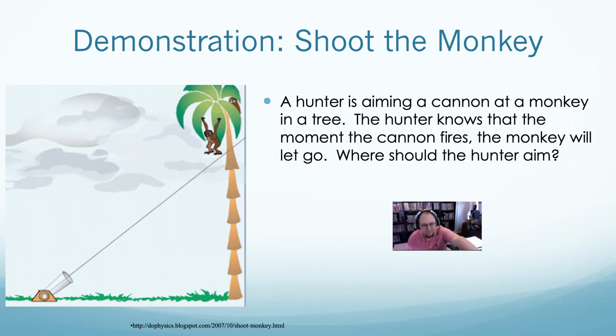Here's the idea. They show a cannon here, and the cannon's aiming a little low, but the general idea is the second this cannon fires, this monkey is going to let go and start dropping. And so where do you aim? Do you want to aim above the monkey, at the monkey, or below the monkey? I'm going to open up a poll and let you guys try to decide on this. It should have shown up, and we'll see what people say.